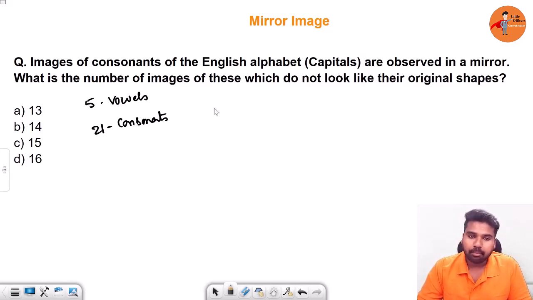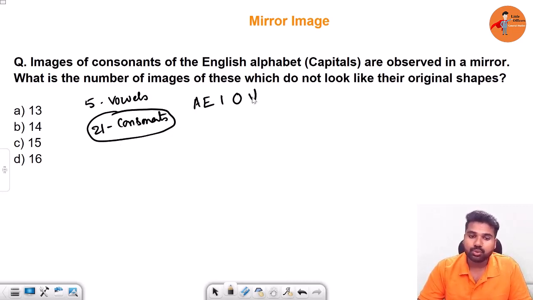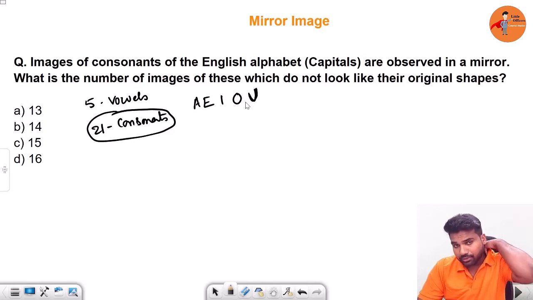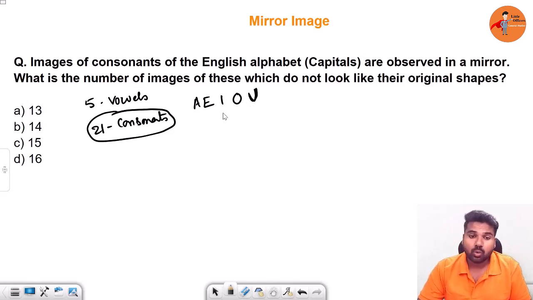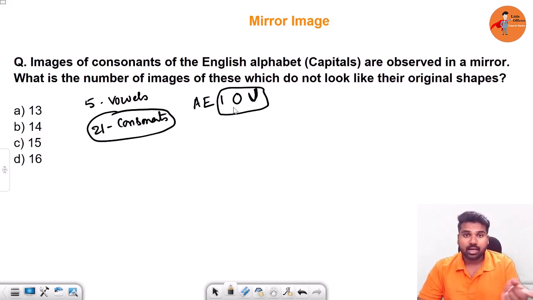Are observed in the mirror. What is the number of images which do not look like their original shapes? Now here we are talking only about consonants. They are not talking about vowels. A, E, I, O, U, these are the vowels. So if you take mirror images of these vowels, all these 3 will look the same. I, even if you take the mirror image, capital I will look like I only. Even if you take O, it will look like O only. Even if you take U, mirror image, it will look like U.